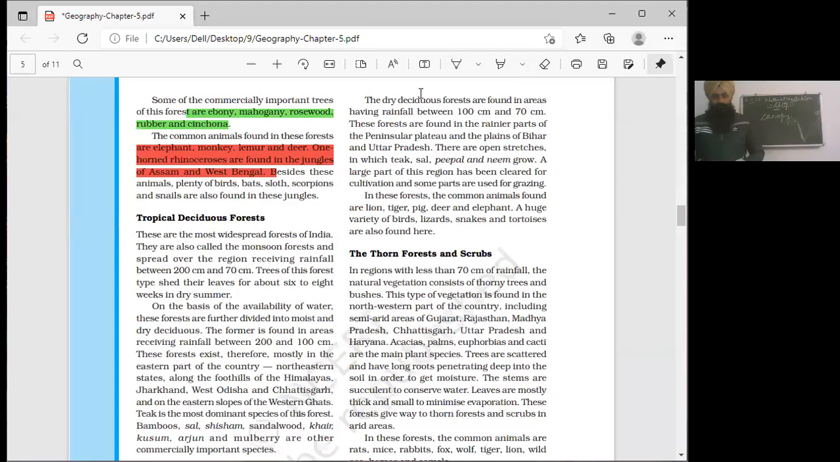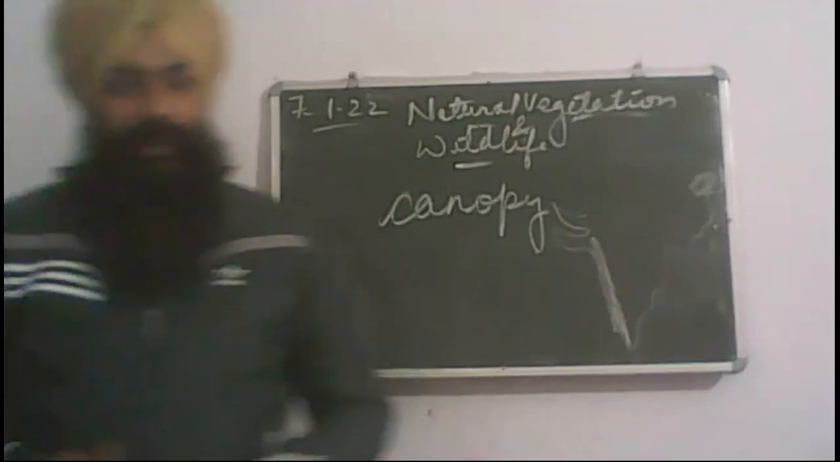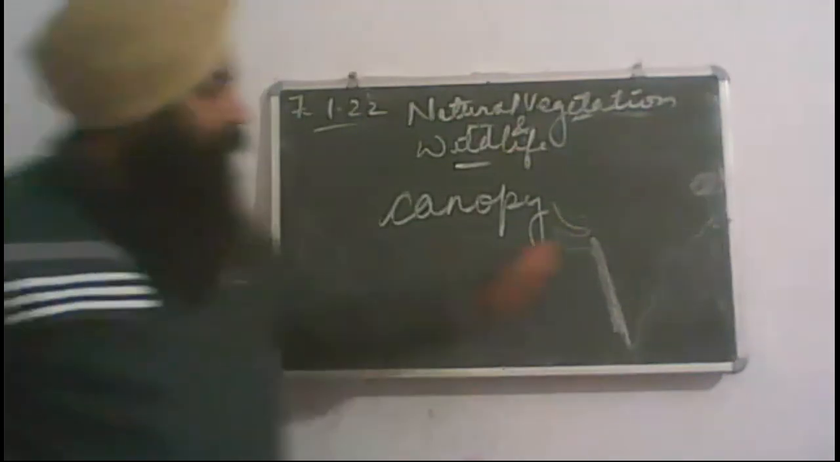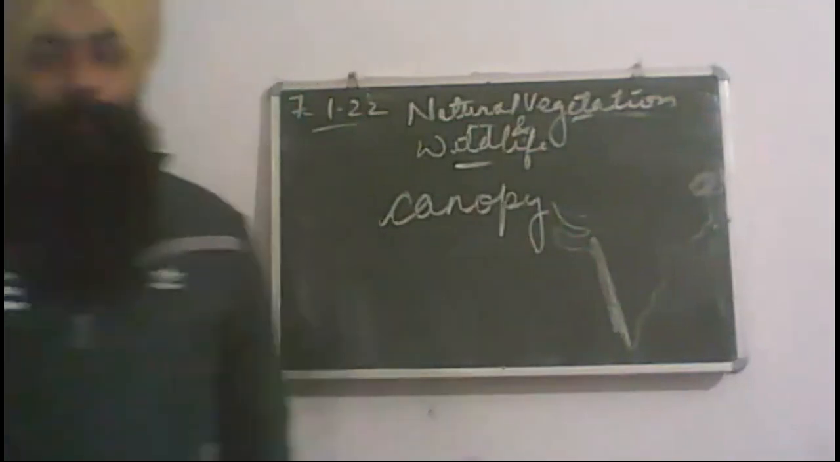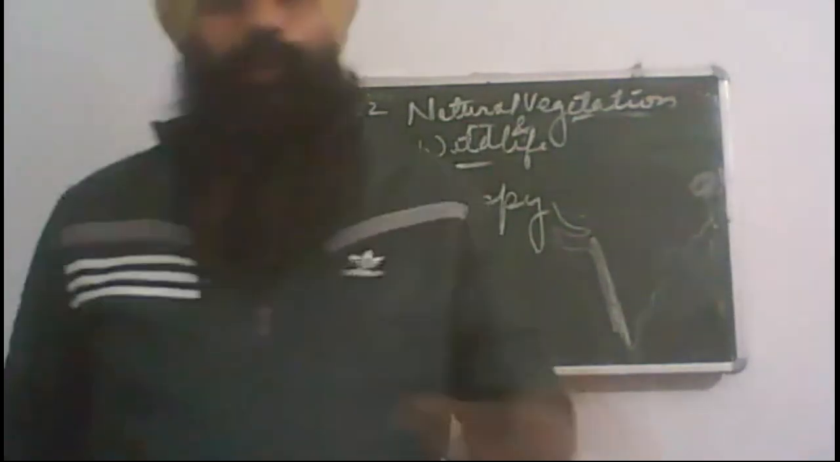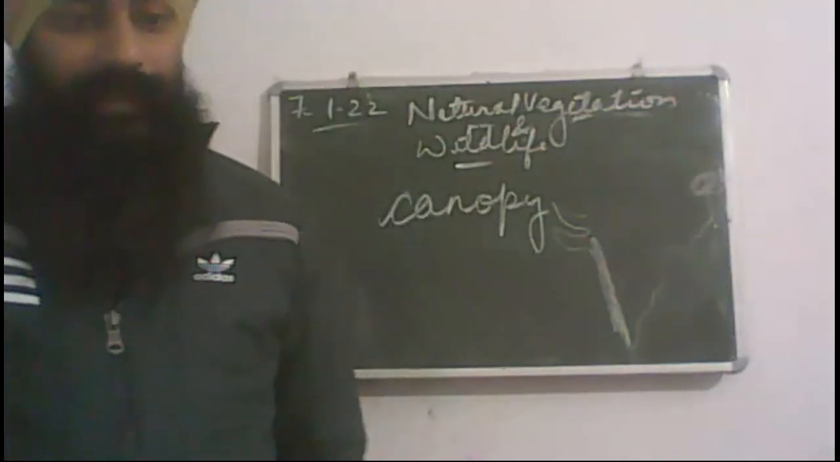Any questions so far? Yes, Ashmit. Sir, what did you say about the western slopes of the Western Ghats? The slopes of the Western Ghats receive more than 200 centimeters of annual rainfall through the monsoons. That's why they provide pleasant conditions for the growth of tropical evergreen forest.